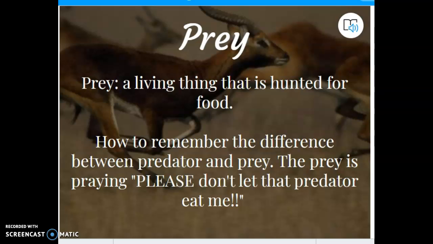Now, if you look at this little thing down here, if you forget on the test between predator and prey and you get confused, stop a minute and take a second and say, all right, if I was a prey, I would be praying: please don't eat me.